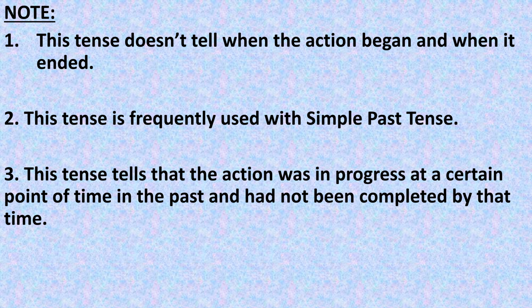This tense doesn't tell when the action began and when it ended. Yes, past progressive tense doesn't tell us when the action began and when it ended. This tense is frequently used with simple past tense. We use this tense frequently or mostly with simple past tense. This tense tells that the action was in progress at a certain point of time in the past and had not been completed by that time. So, this tense tells us that the action was in progress but it had not been completed by that time, by the time when you noticed.